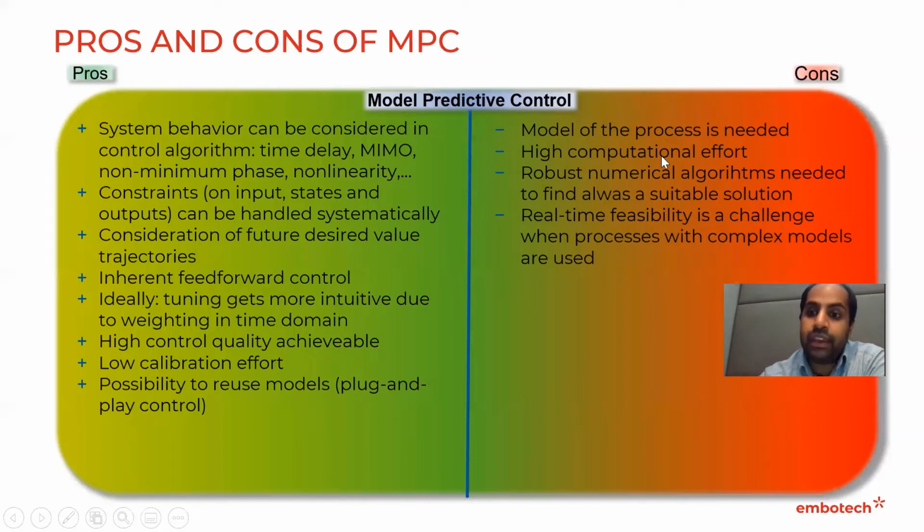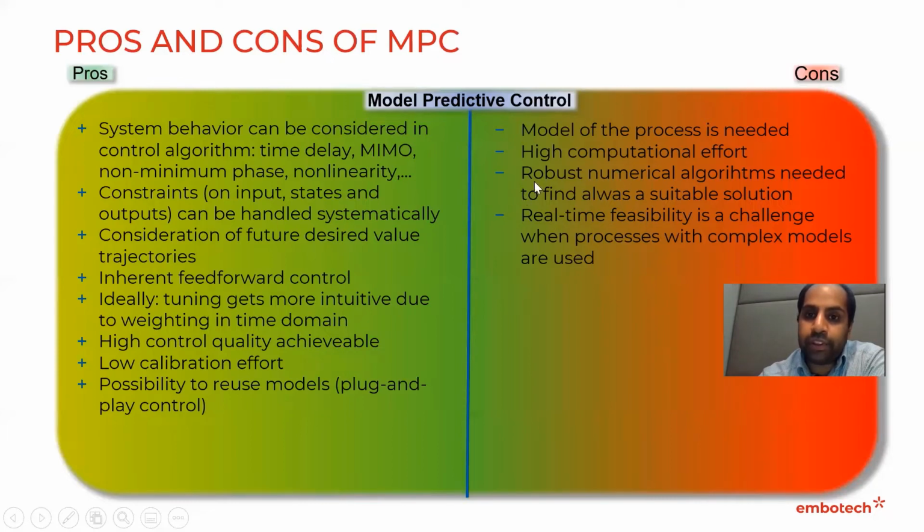So it might be that you need better hardware to actually run it on an embedded system. And the third point is you need to be very robust in terms of your numerical algorithms so that you always find a suitable solution. Because with PID-based control, you know that you always have a suitable control action. Now that we deal with numerical algorithms, we also need to make sure that we always find a suitable solution of the optimization problem.